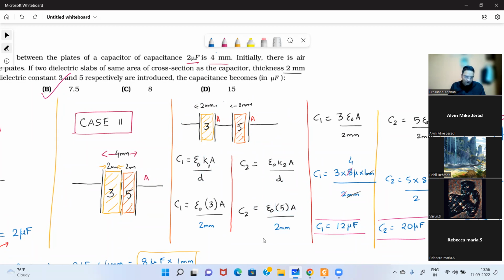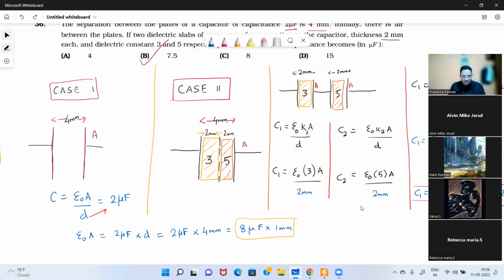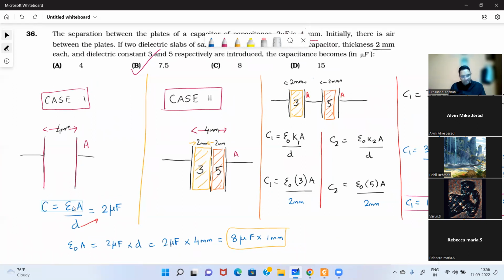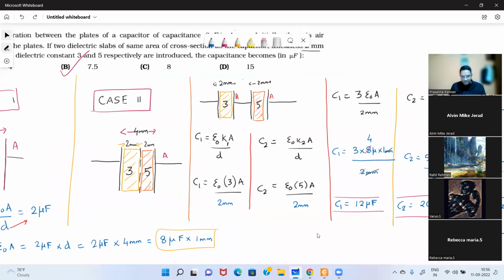Now we don't know what epsilon naught A is. We go to the first piece of information and calculate epsilon naught A. Epsilon naught A divided by D is 2 microfarad, so epsilon naught A will be 2 microfarad into D. But D for this question is 4 millimeter, so substituting that, 4 into 2, 8. The units are microfarad and millimeter, which will be helpful for us to cancel.